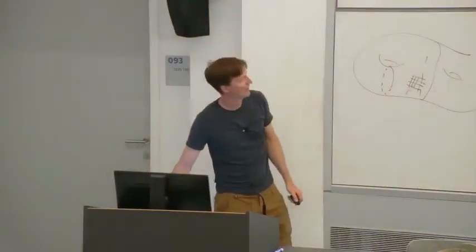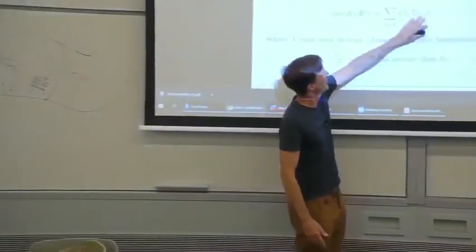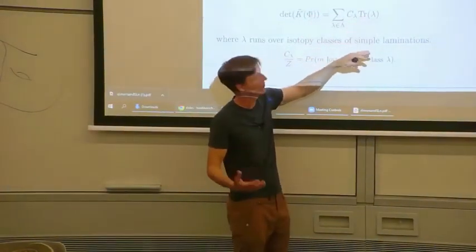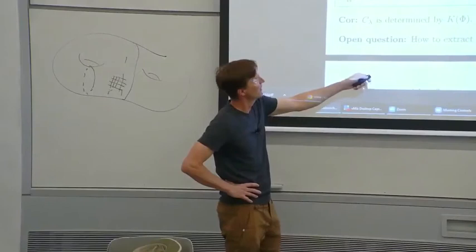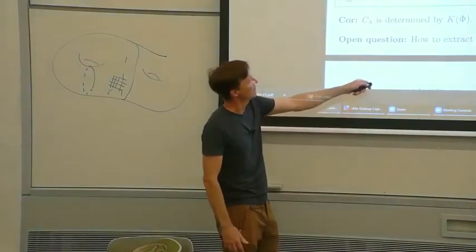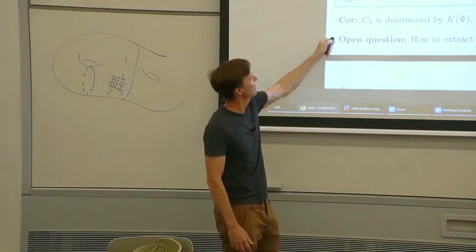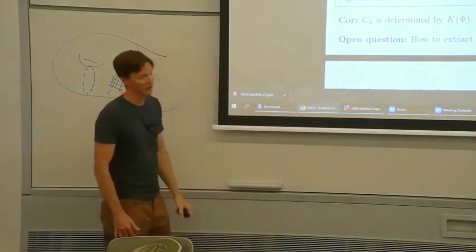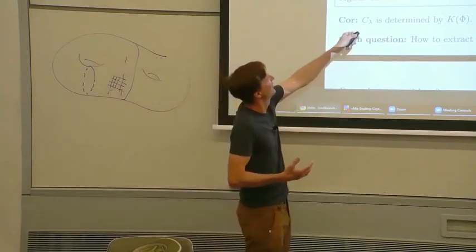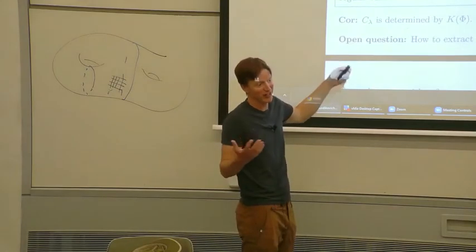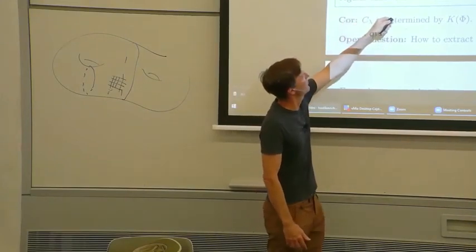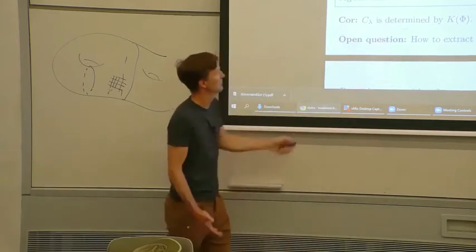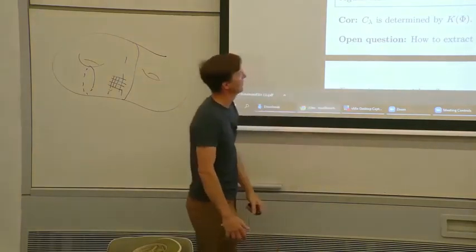Wouldn't it be nice if these trace functions, as you vary the connection, were somehow independent of each other, then you would be able to extract them. And that is, in fact, what happens. That's the theorem of Fock and Goncharov: the traces of these simple laminations, by simple lamination I just mean a simple closed curve system, in fact form a linear basis for the space of regular functions on the SL2 character variety of my surface. Therefore, the coefficients C lambda can be determined. A corollary: C lambda can be extracted because these functions, as you vary the connection, are linearly independent. And in fact they form a basis, although we don't really need that part. They can be determined by the determinant of the matrix.